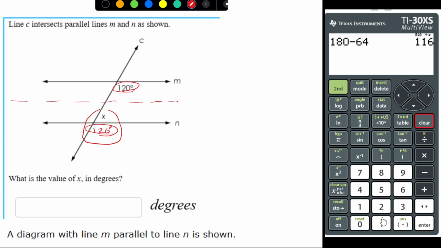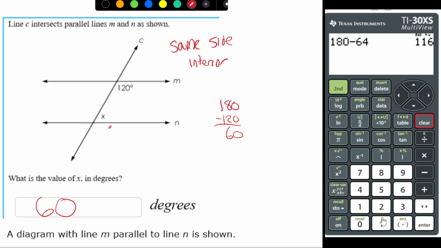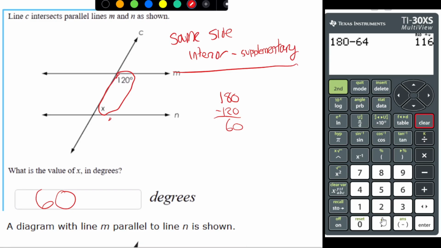And then this is a straight angle that adds up to 180. So 180 minus 120 would be 60. So your angle would be 60 degrees. Another way you could look at this, one of the other fun buzzwords we used, was same side interior. These are angles that are on the same side of the transversal on the inside of the transversal. These are supplementary, which again means they add up to 180. So either way, you get 60.